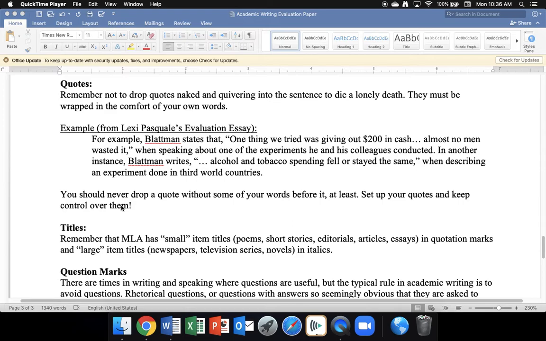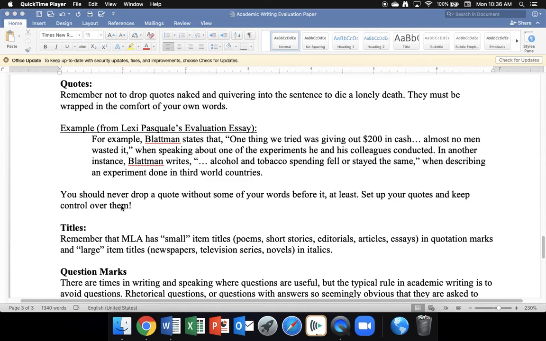So this one from many years ago, this example, it says, for example, Blotman states that one thing we tried was giving out $200 in cash. Almost no men wasted it, when speaking about one of the experiments he and his colleagues conducted. In another instance, Blotman writes, alcohol and tobacco spending fell or stayed the same, when describing an experiment done in third world countries.